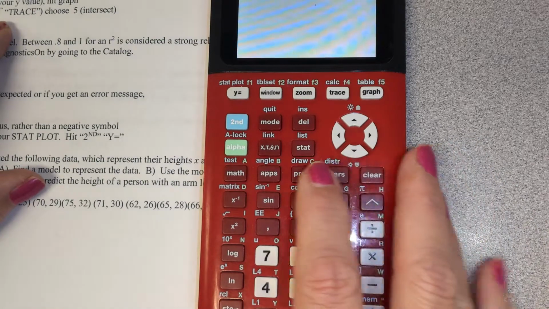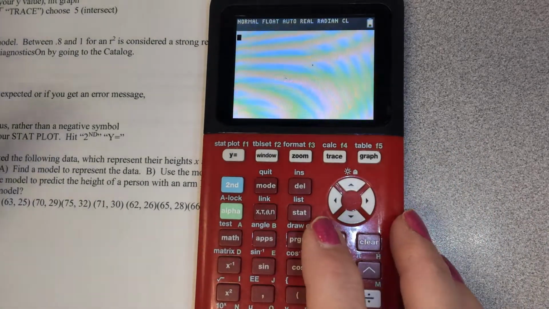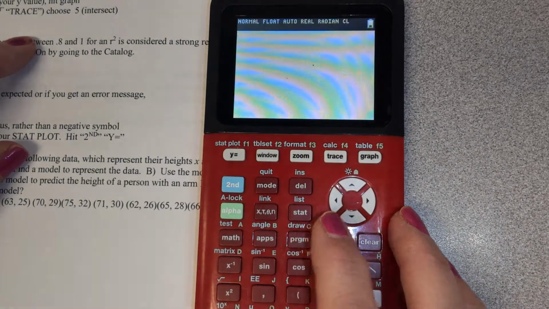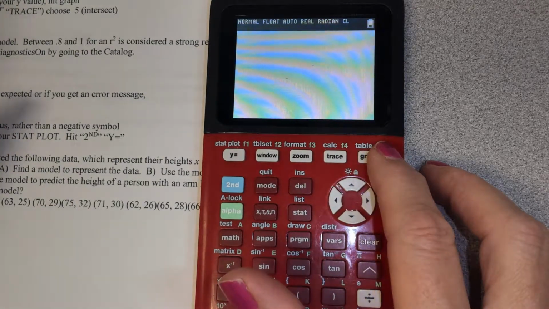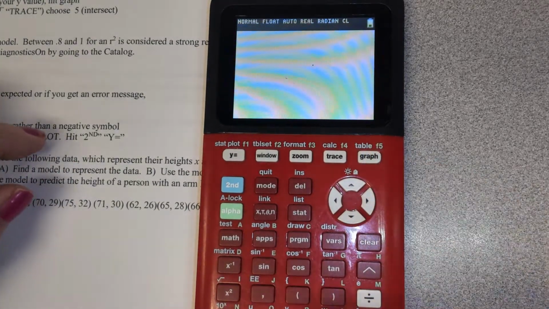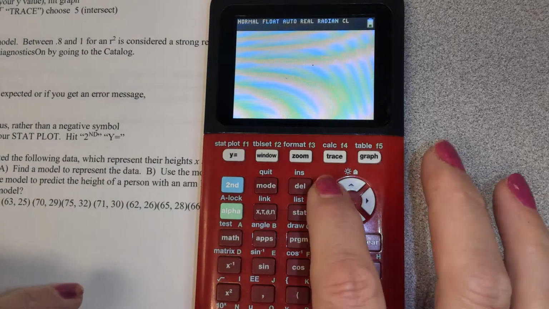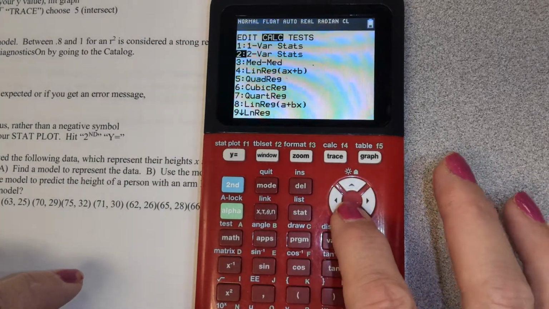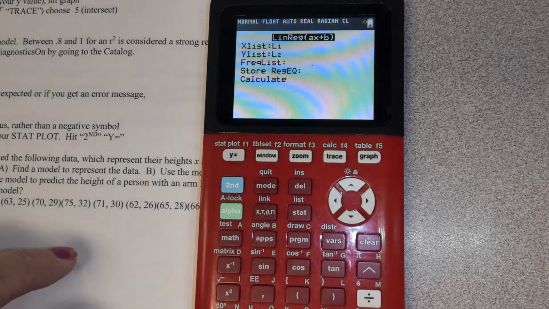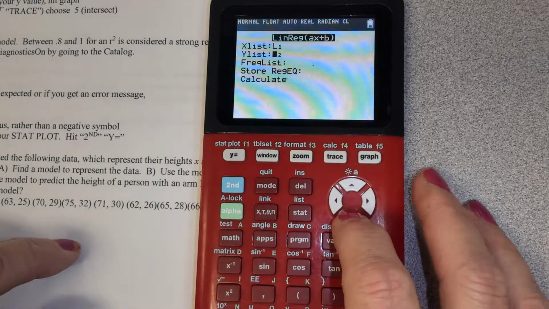So it kind of looked like it almost could have been quadratic based on that r squared value, but logically thinking, we know it's not quadratic because it's not going to go back down again like that. All right, so now we're going to go to Stat, Calculate. We know it should be linear, so we're going to go to linear.